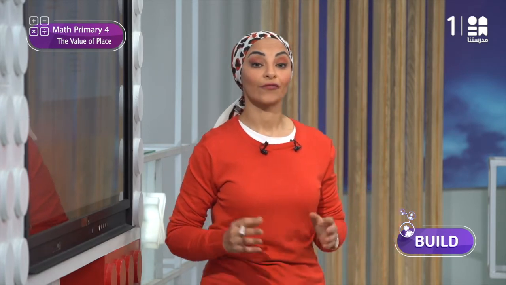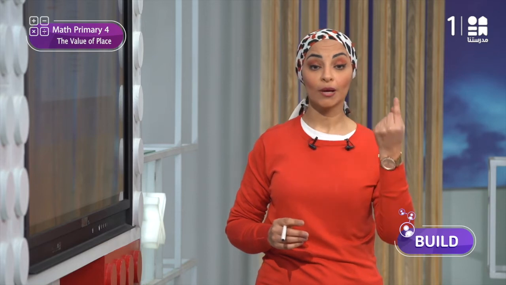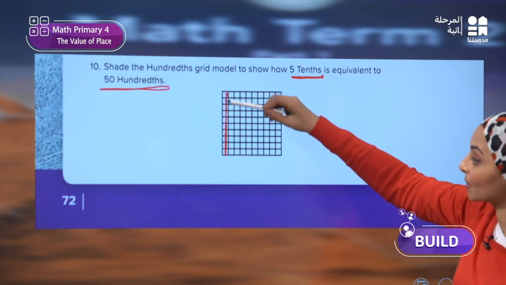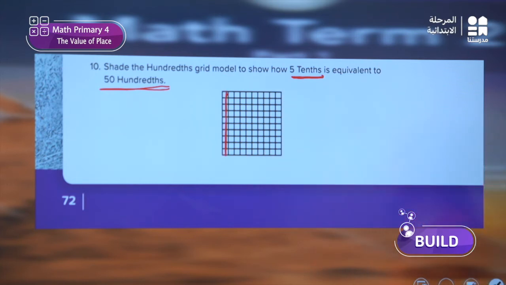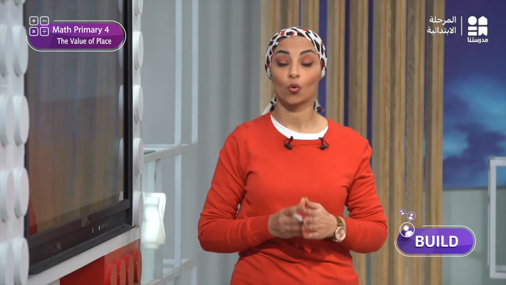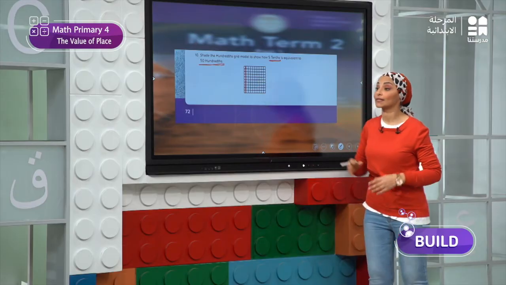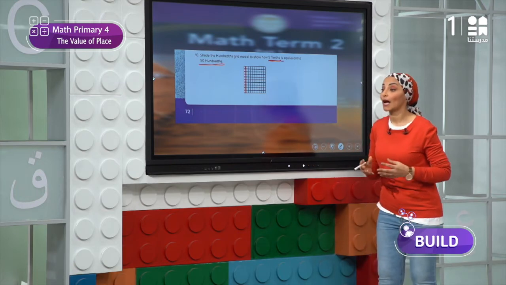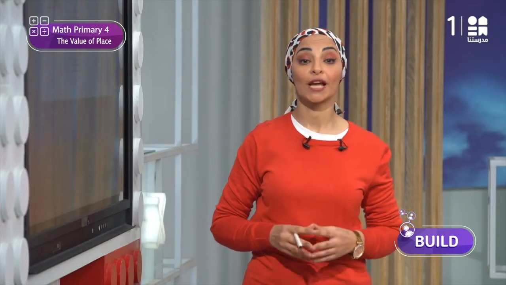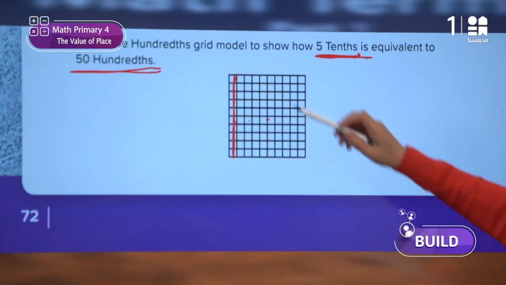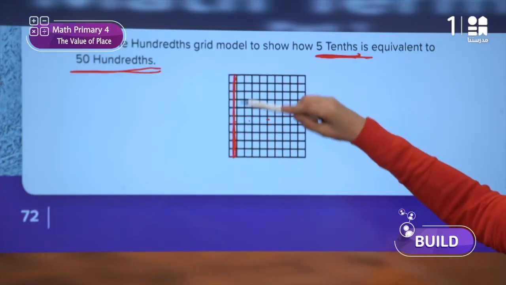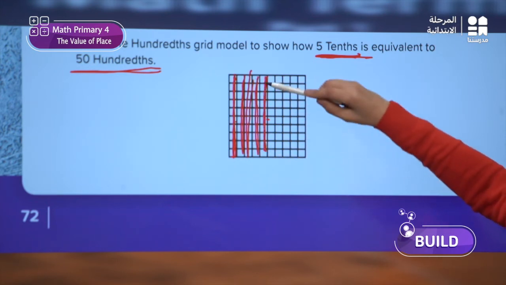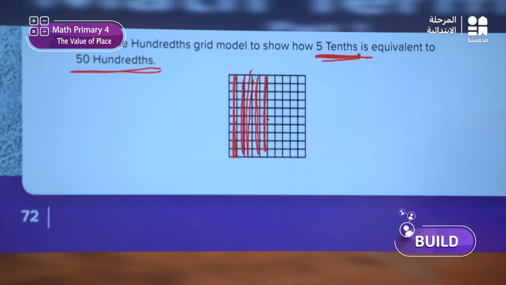We all know that 1 column represents 1 tenth, right? Each column of these represents what? 1 tenth, because the grid has 10 columns. If we count these columns we will find 10 columns. Now I want 5 tenths, so what will I do? Yes, I will shade 5 columns. Let's shade 5 columns: 1, 2, 3, 4, and 5. These 5 columns represent the 5 tenths.